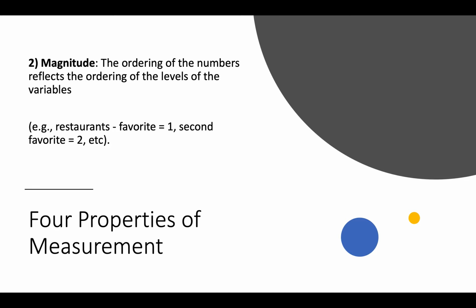Now next we have magnitude. Magnitude refers to the order of the numbers reflecting the order of the levels of the variable, right? So think about favorites, right? So your favorite restaurant, favorite sports team, favorite TV shows. These would all have the property of magnitude, right? You'd give number 1 to your favorite, number 2 to your second favorite.